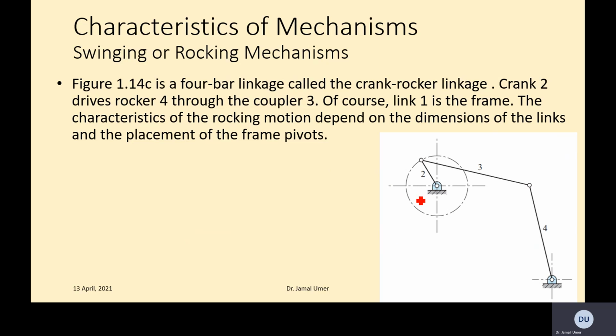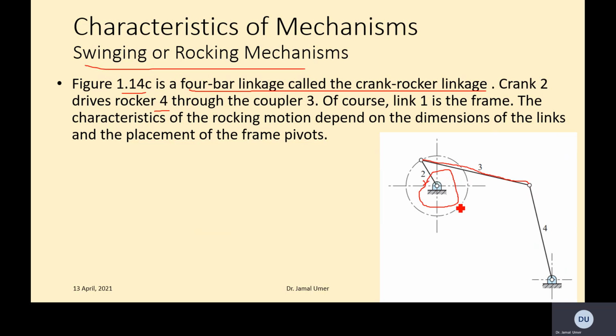This is also another example, again a swinging or rocking mechanism. Figure 1.14c is a 4-bar linkage called the crank rocker linkage. In the crank rocker linkage, crank 2 drives rocker 4. One more thing is the crank is always the one component which covers the entire angle, the whole angular movement. Crank 2 is linked with 3, and 3 is then further connected to a rocker. So this is a rocker.